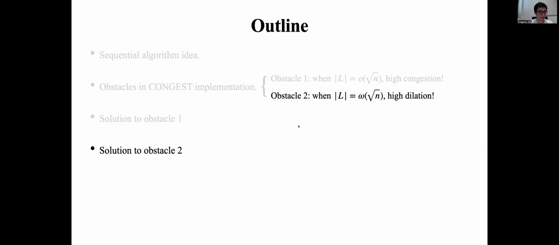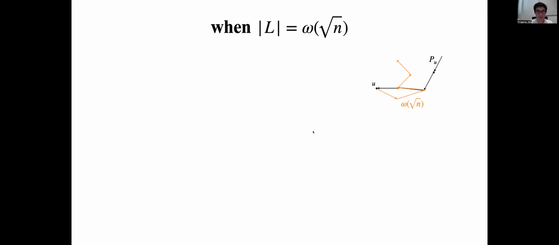Let's talk about the second obstacle. The second obstacle is when L is very large, like as large as n. Then if this node U wants to find augmented paths, the path will be as large as n, so it will cause a very large dilation.